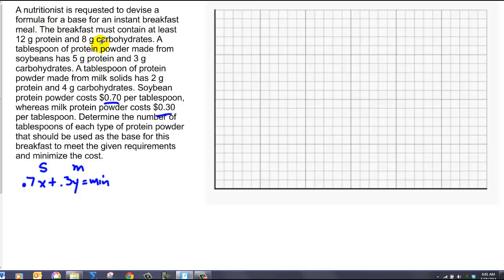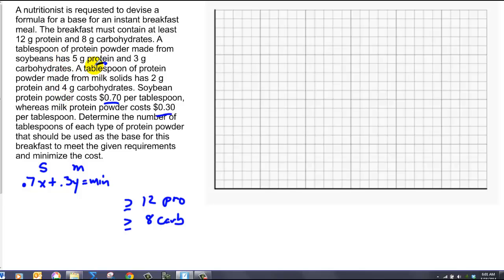It says the breakfast must contain 12 grams of protein, 8 grams of carbs. Read through, see if we can find any more. Doesn't look like it. And it's got to contain at least that, so I've got to be greater than or equal to on both. So now let's write an equation for protein.